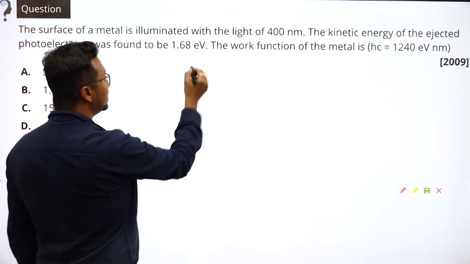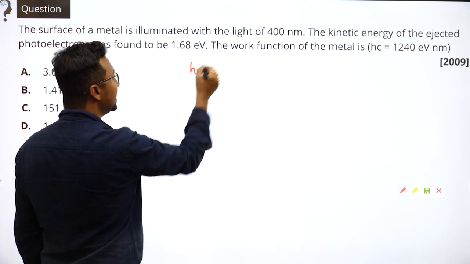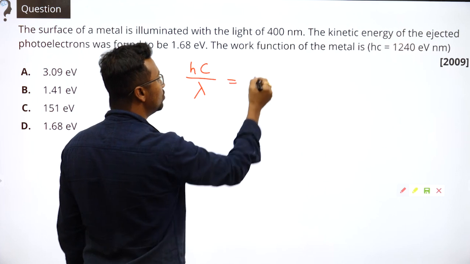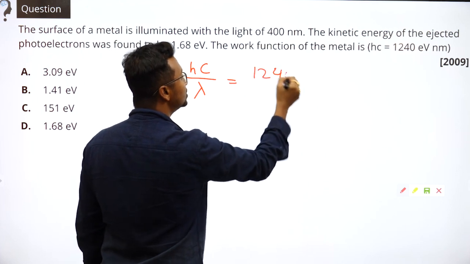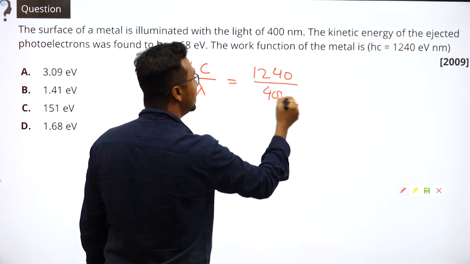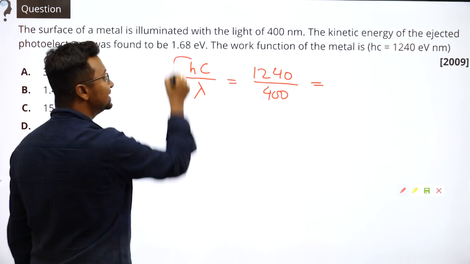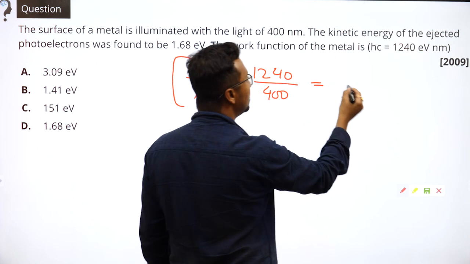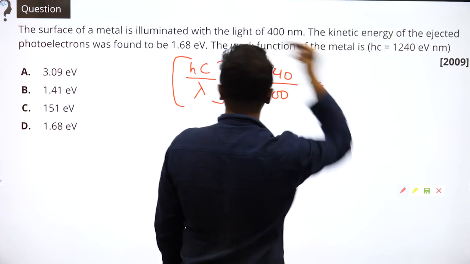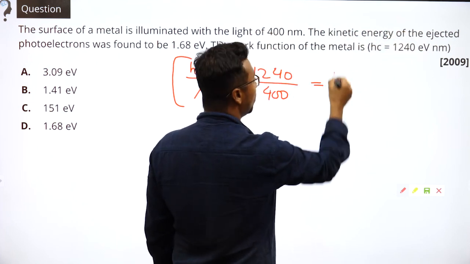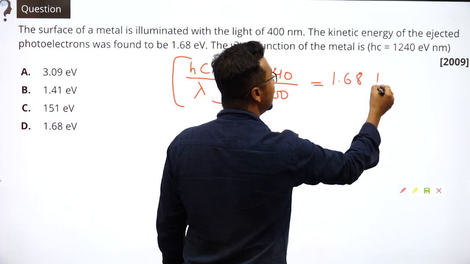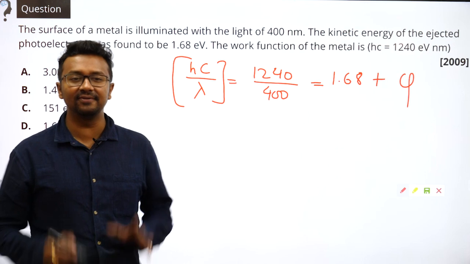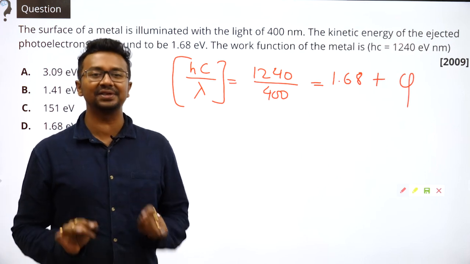What do we have here? Incident energy is hc upon lambda, so that is nothing but 1240 divided by 400. That is the incident energy. This should be equal to the kinetic energy of the ejected photoelectrons, which is 1.68, plus the work function of the metal. Very simple, very basic question, dosto.